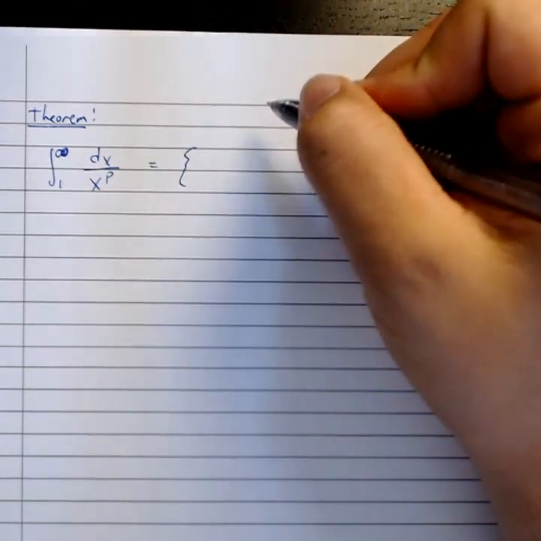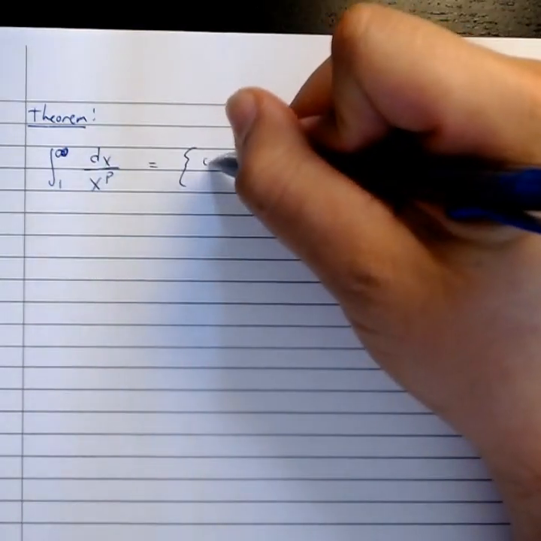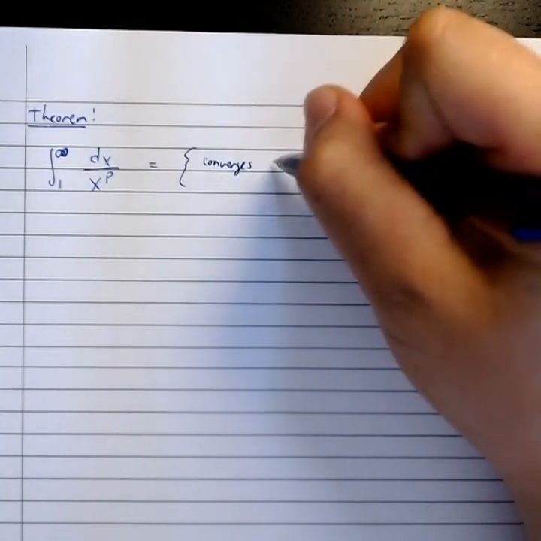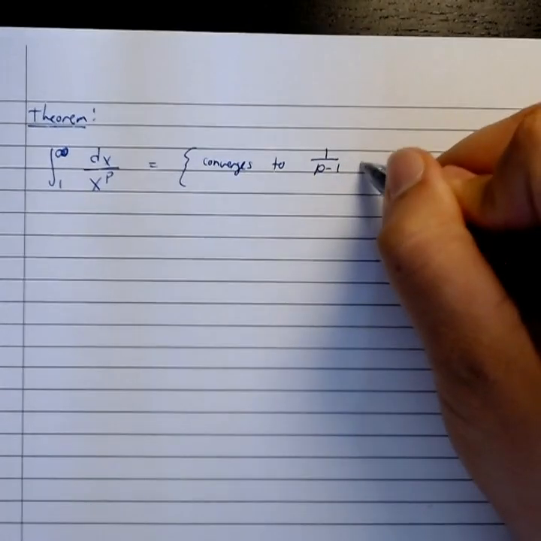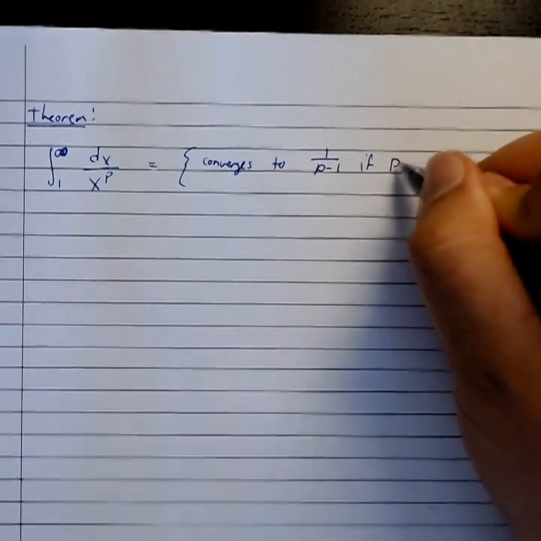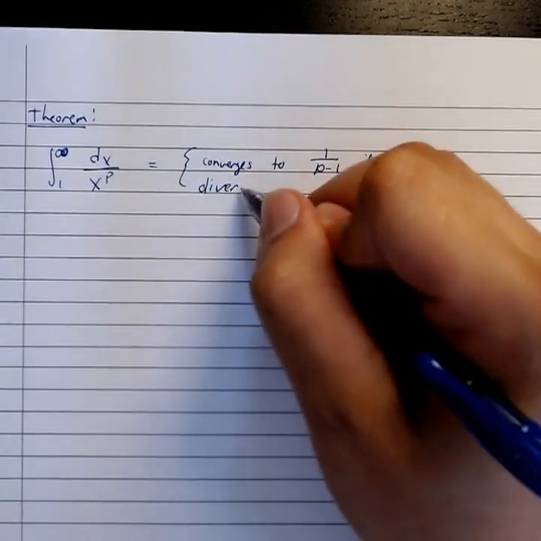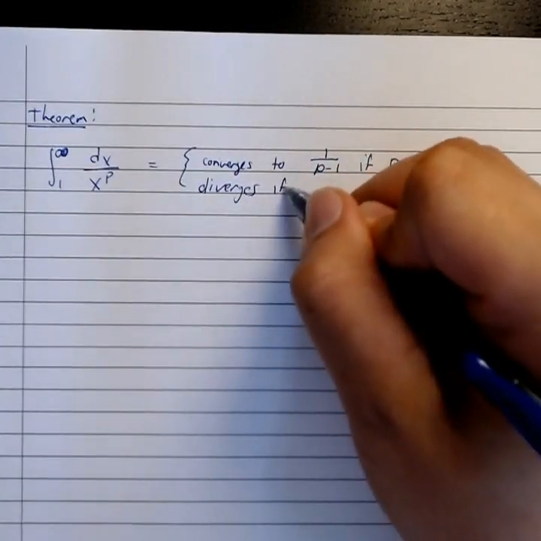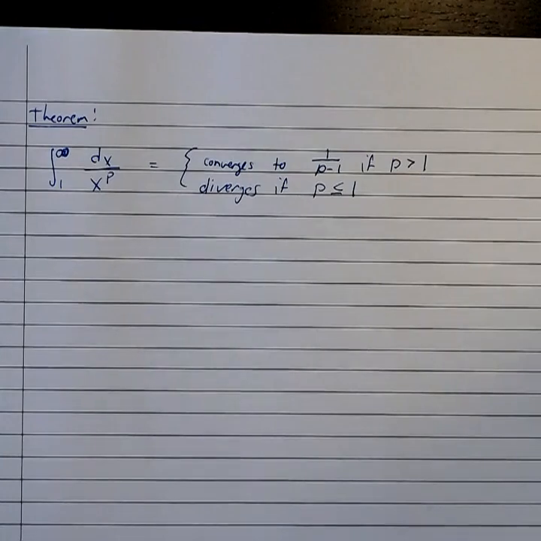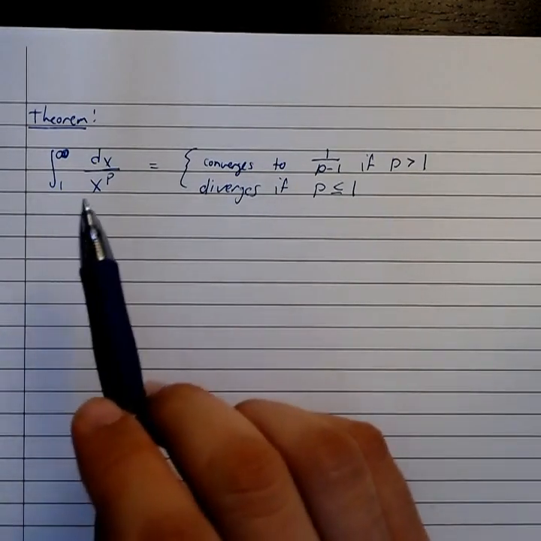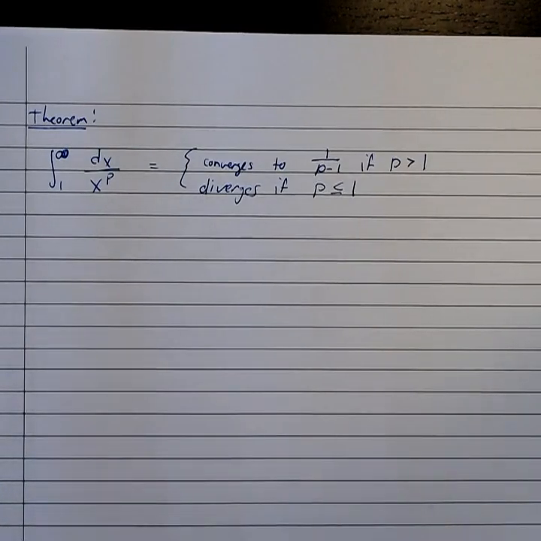So here, if p is greater than 1, then this will converge to 1 over p minus 1. And that is if your p is greater than 1. On the other hand, it just outright diverges. It fails to give you an answer if p is less than or equal to 1. Just like that. Once again, for now, this is a theorem. Here's something we're going to go ahead and prove. But in later sections, this will turn out to be rather useful.